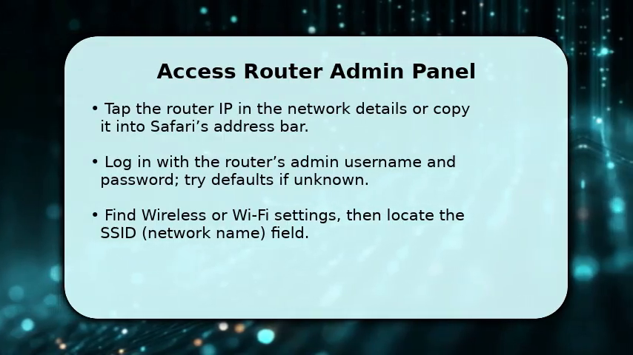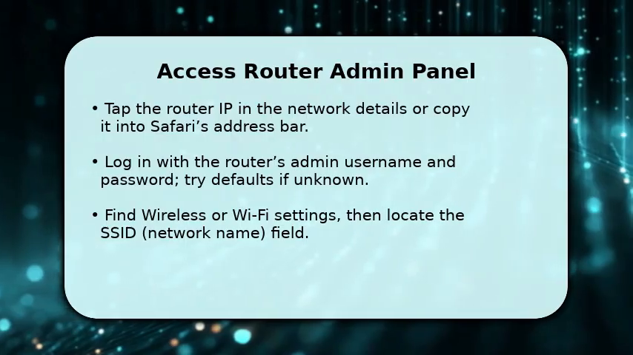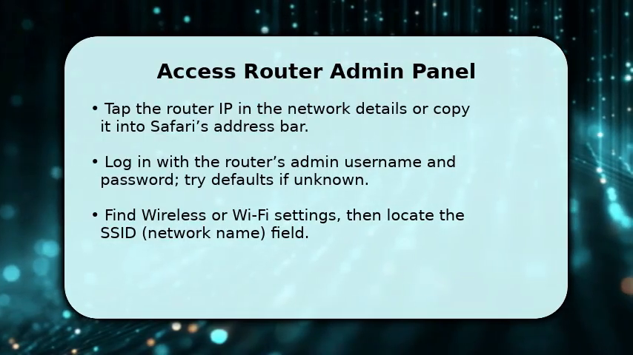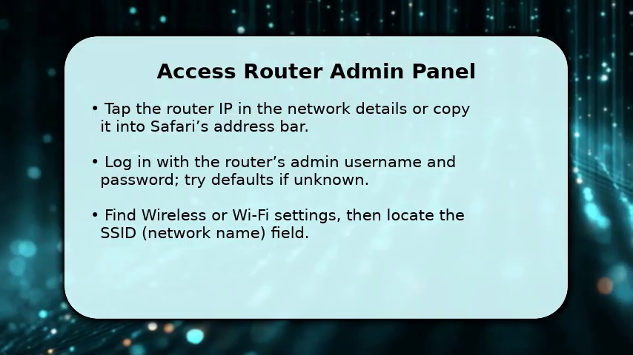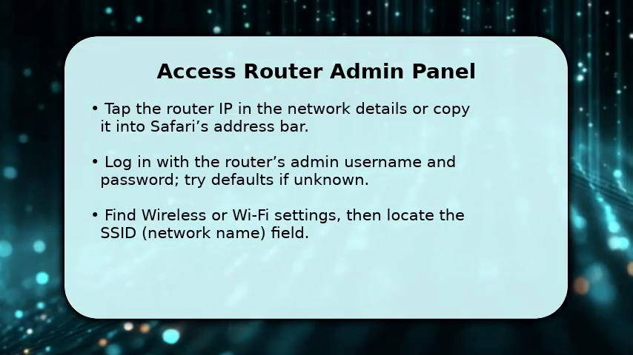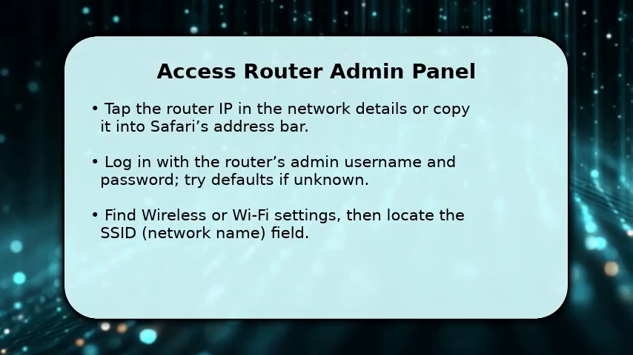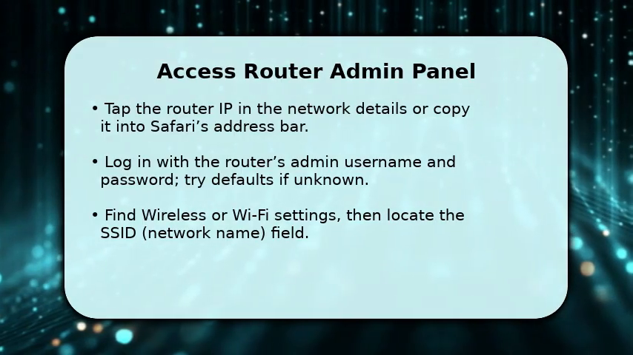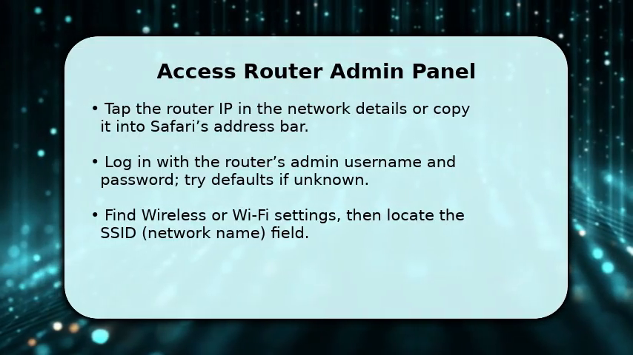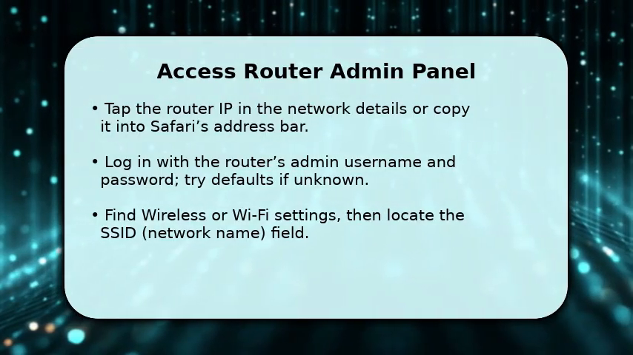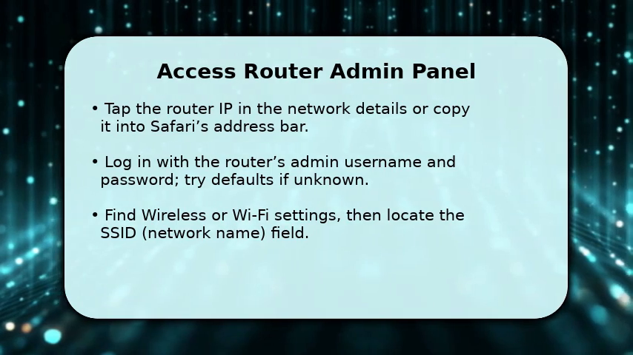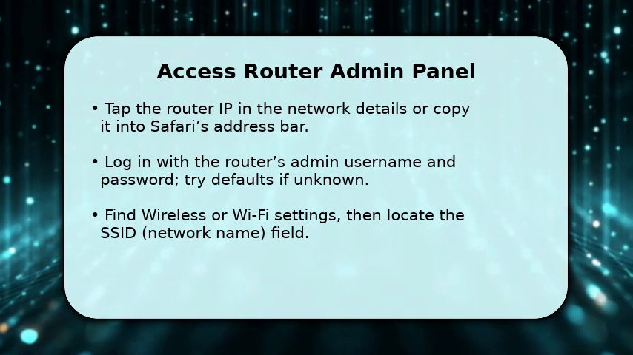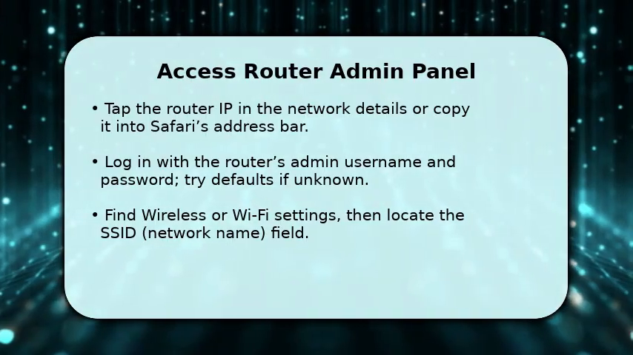After login, navigate to wireless or Wi-Fi settings. This is where SSID and security options live. You'll see the current SSID, channel, and encryption type. You'll edit the SSID field to enter the new network name and ensure security remains WPA2 or WPA3. After entering the new SSID, save or apply the settings and reboot the router if prompted.